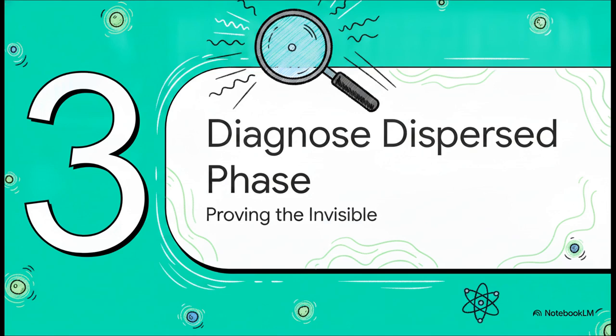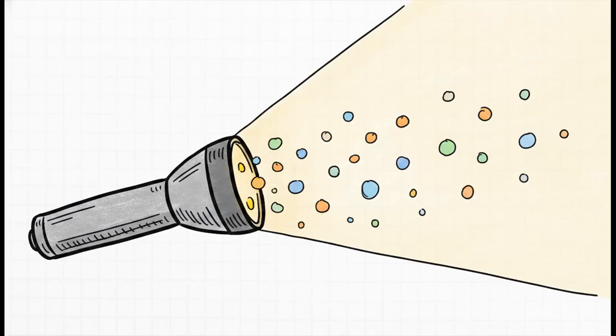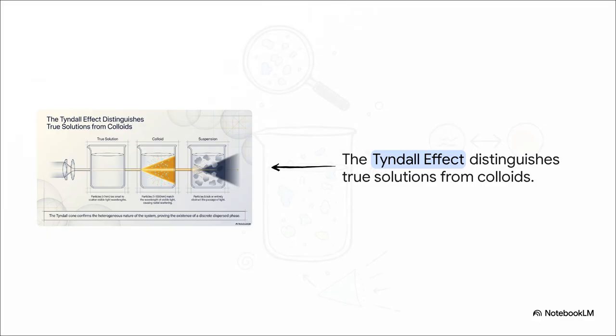Section 3, diagnosing the dispersed phase. How do we actually know this is happening? Because these particles are microscopic, living right in that 1 to 1,000 nanometer sweet spot, we face a huge challenge in proving they're even there. You can't just use a magnifying glass, so we use light. And that brings us to this really beautiful optical phenomenon called the Tyndall effect. When light passes through a true solution, the particles are under 1 nanometer, way too small to interact with visible light, so the beam passes straight through transparently. You don't see a thing.